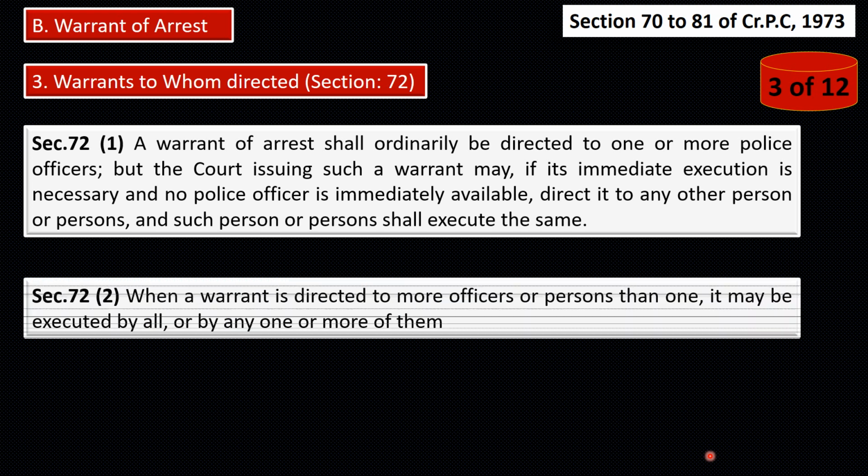Subsection 2 of section 72 says that when a warrant is directed to more persons, officers than one, it may be executed by all or by any one or more than one. So the confusion may be removed: if a warrant is given to more than one person under subsection 1 of section 72, the answer is any one, given under subsection 2 of section 72.